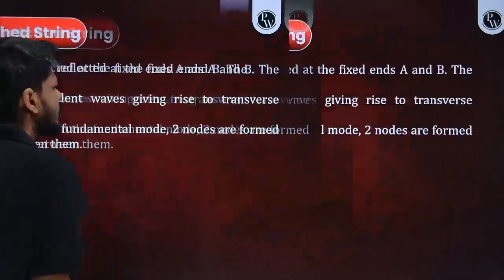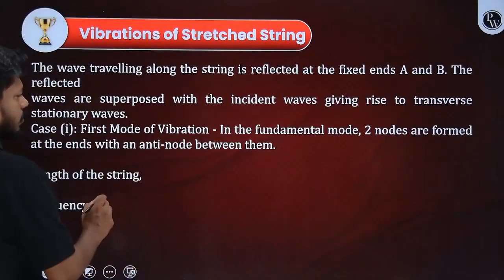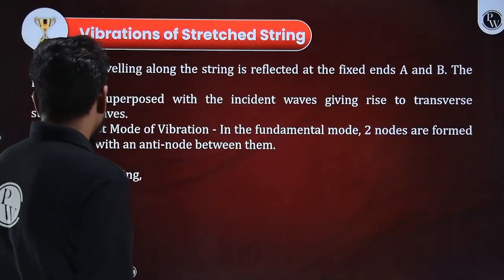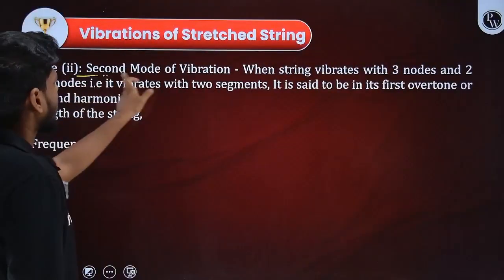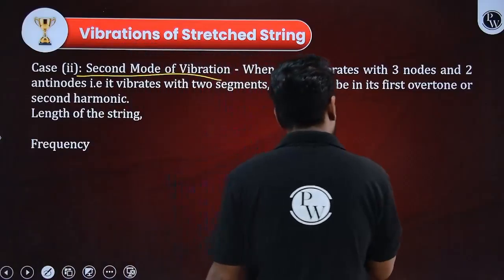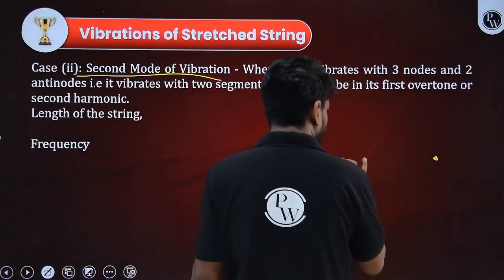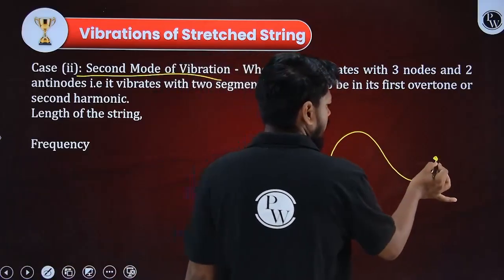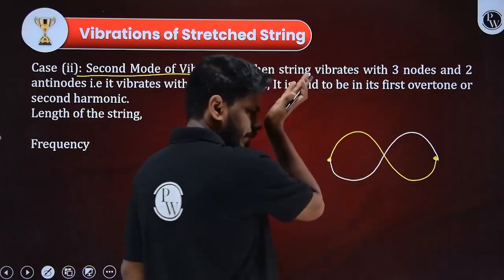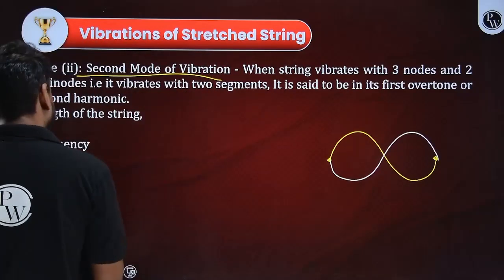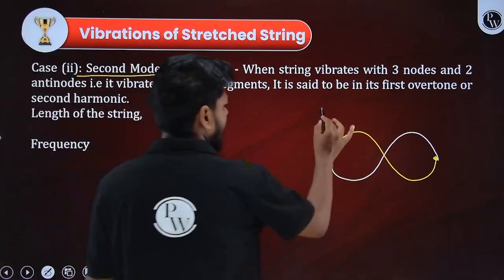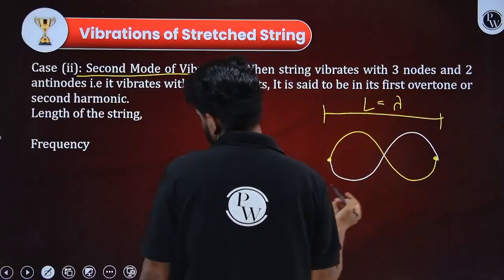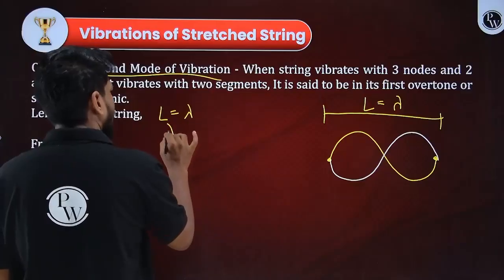Now let us discuss the second harmonic, the second mode of vibration. The same length is L, but now the wave is going to go like this, and the reflected wave will be coming like this. This is my second harmonic. So this is my length L, and this L is equal to one complete wave. So my length is equal to wavelength. So wavelength is equal to L.